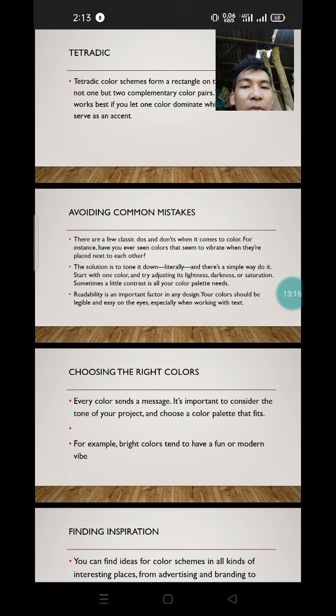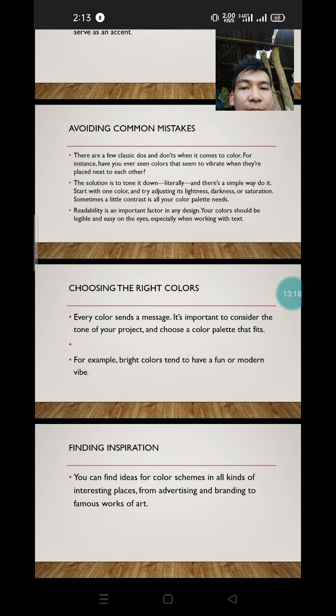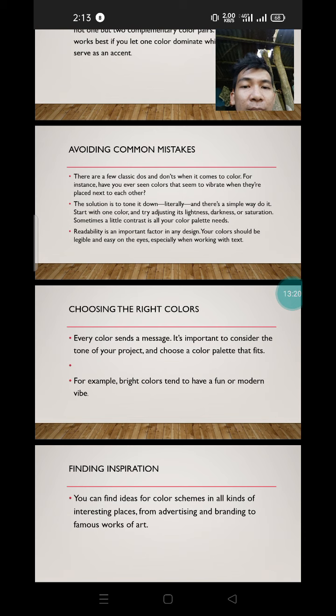Avoid common mistakes. There are a few classic dos and don'ts when it comes to color. For instance, have you ever seen colors that seem to vibrate when they're placed next to each other? The solution is to tone it down, literally, and it's a simple fix.